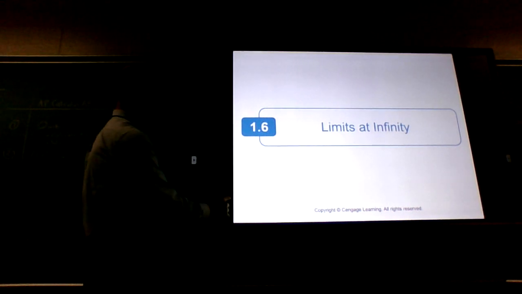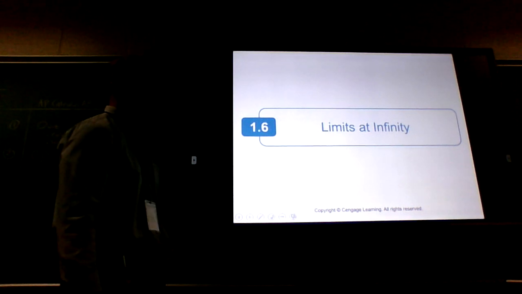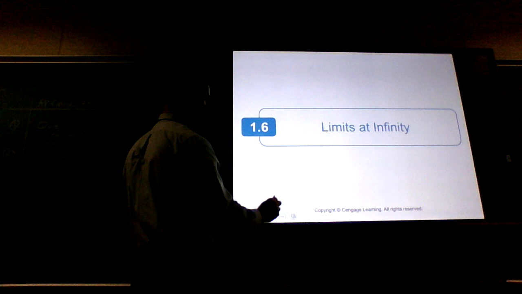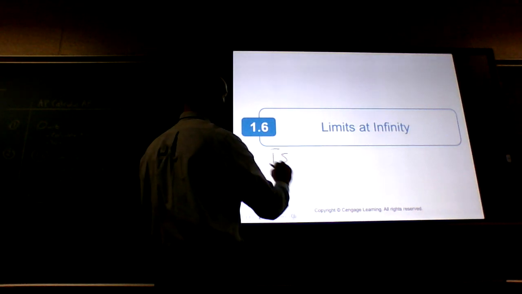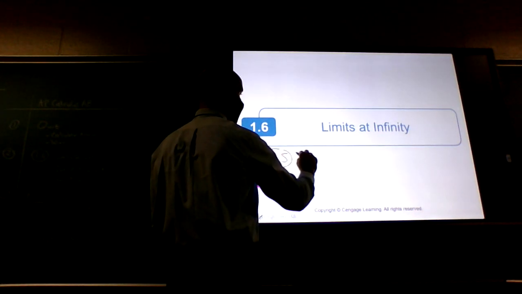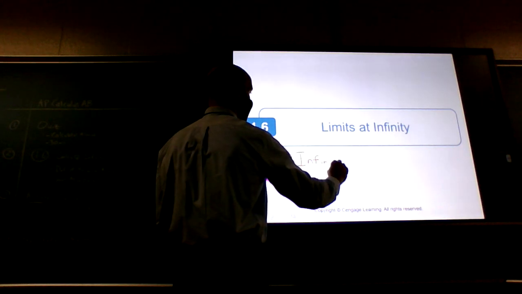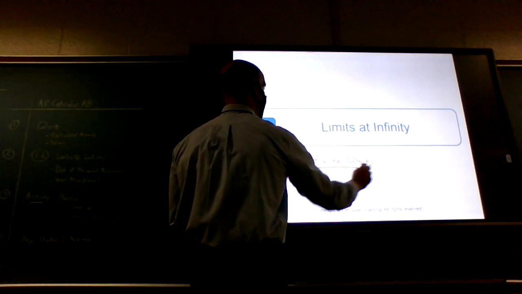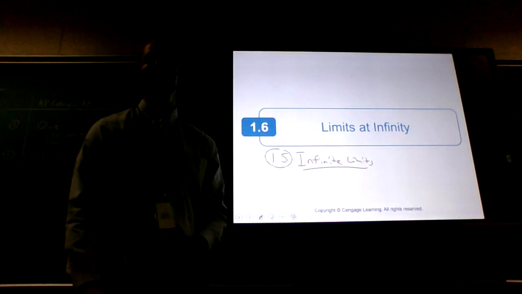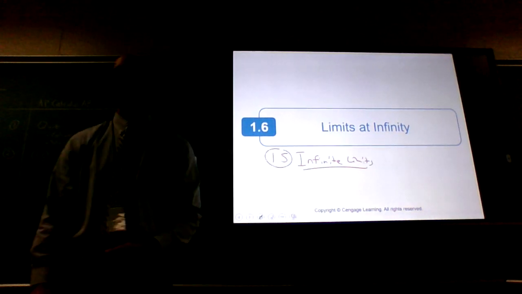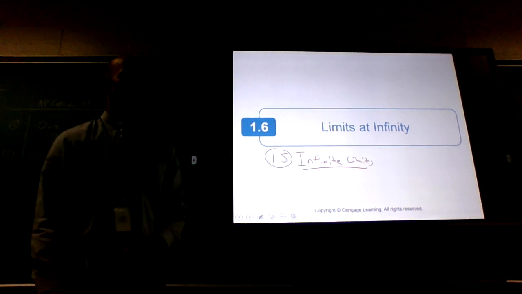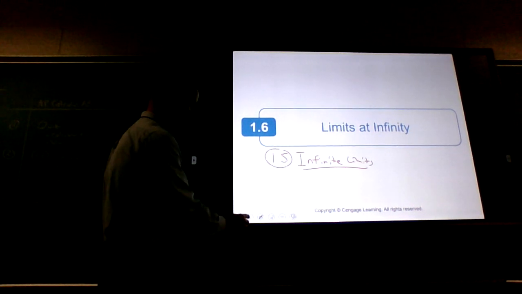So section 1.6 is on something called limits at infinity. This is different than what we did when we looked at the last section. The last section, which was 1.5, was entitled Infinite Limits. In fact, when you look at that title and then you look at today's title, you might say, well, Mr. Allen, this seems like almost the same thing. Actually, no. These are very different things, and hopefully I'll make that apparent today.